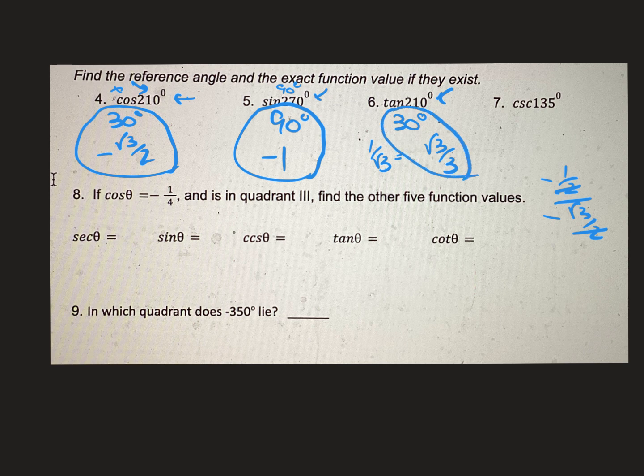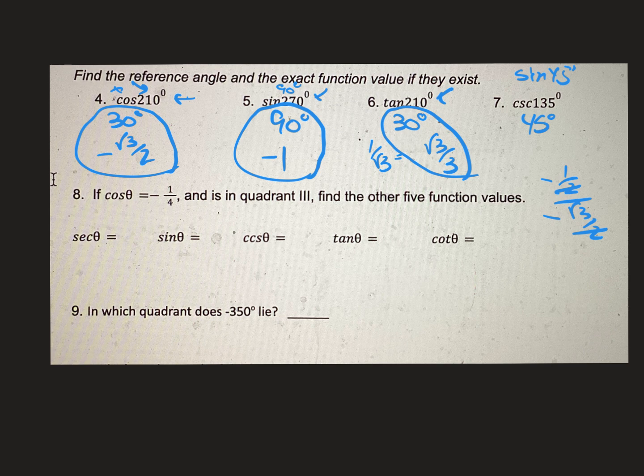And the last one of these, cosecant of 135. 135 is 45 away from 180, so that's the reference angle. And I don't know cosecant, so I'm going to do sine 45. So I'm looking up on my circle there. Sine 45 is square root of 2 over 2.